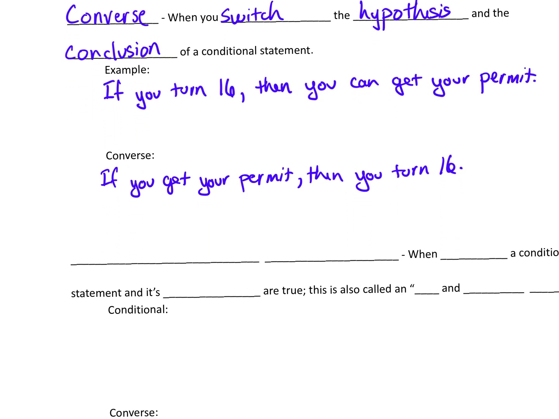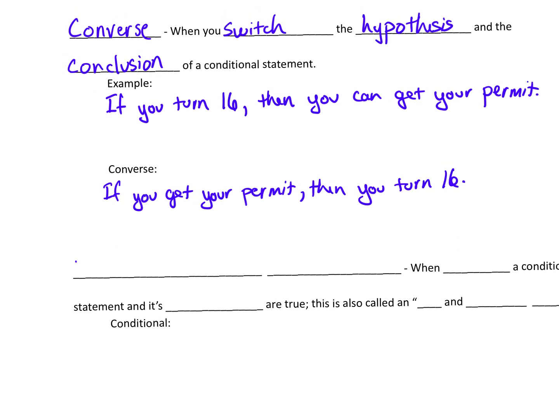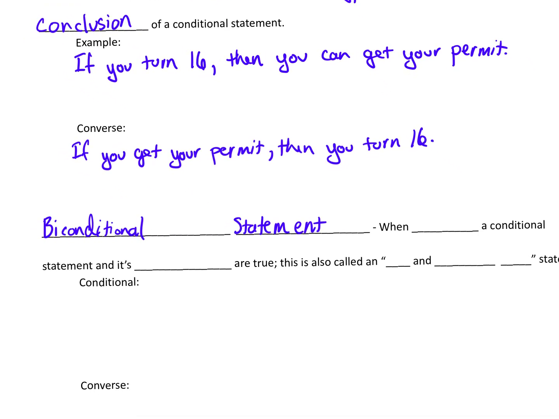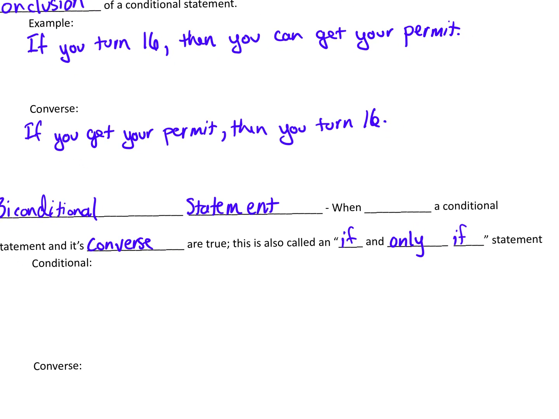Next, a biconditional statement. A biconditional statement is when a conditional statement and its converse are true. So this is called an if and only if statement.